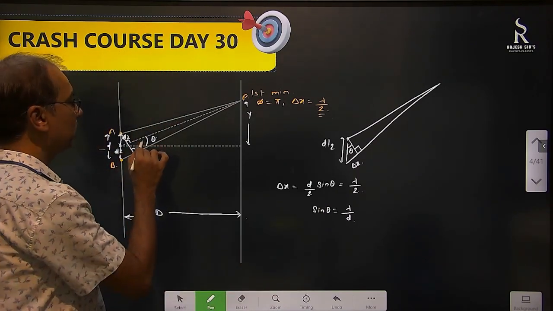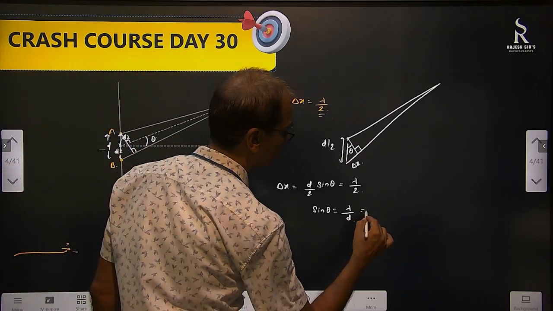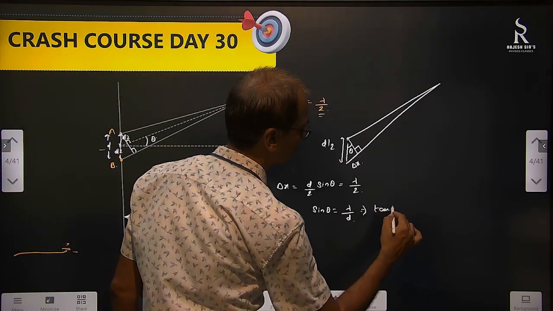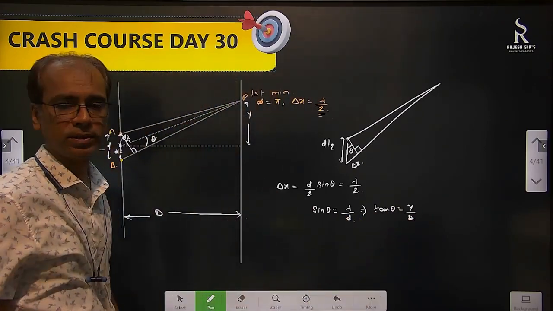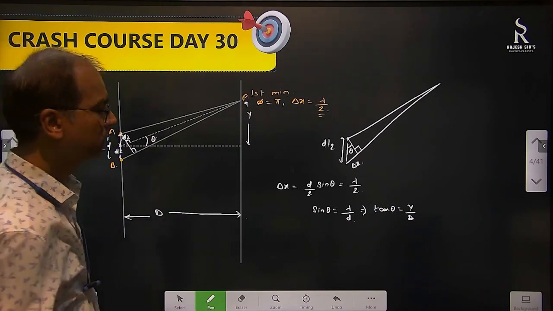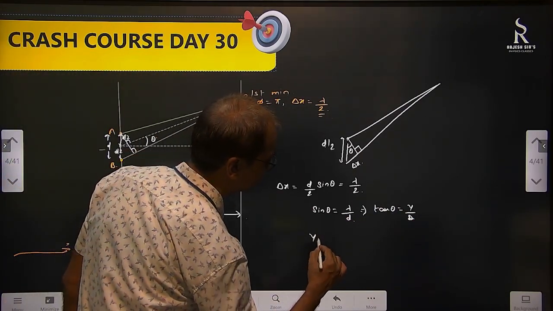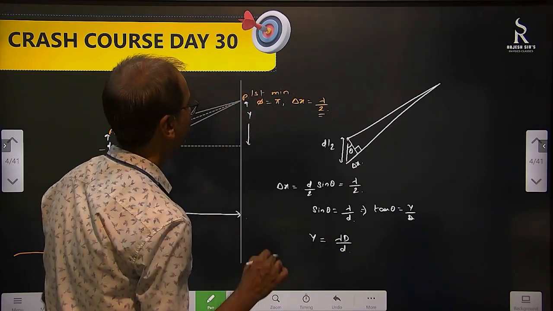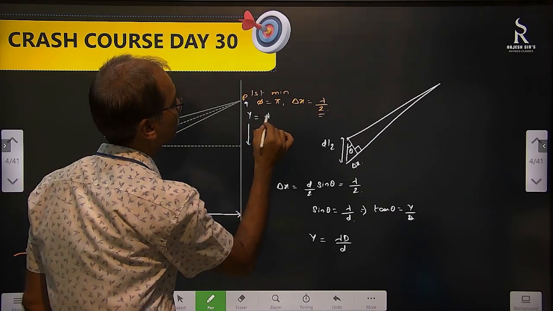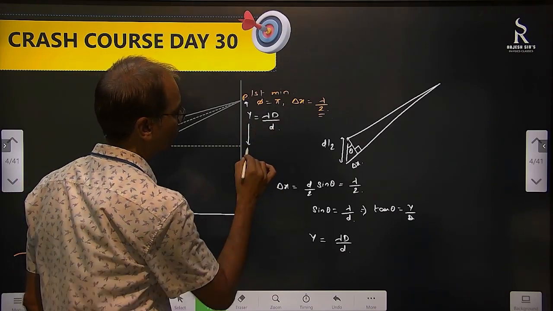Now this theta you see in this triangle. Now this triangle says tan theta equal to y by D. Theta is a very small angle. So since theta is very small, you can write it as y equal to lambda D by d. So first minima is at what position? Lambda D by d. The same way here also first minima is there, that is also lambda D by d.